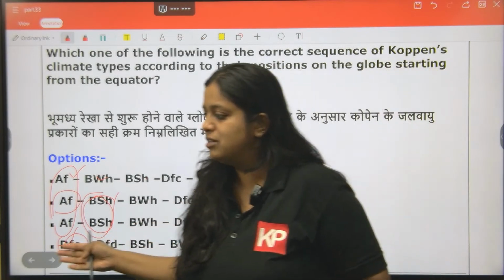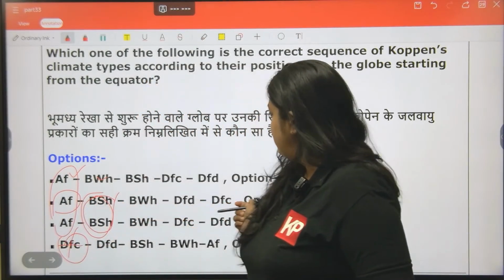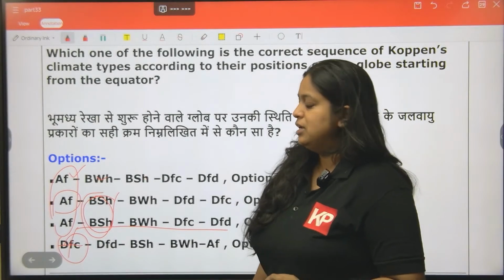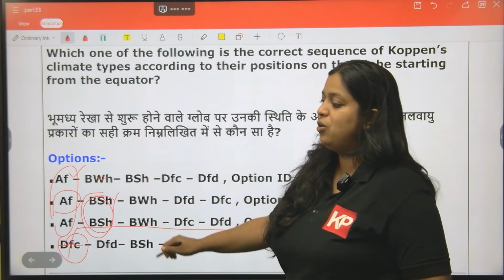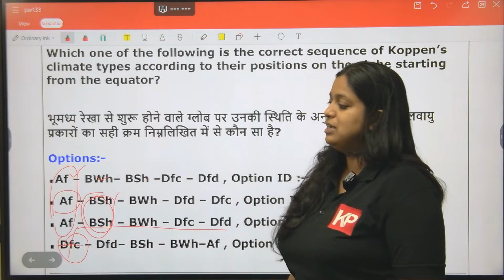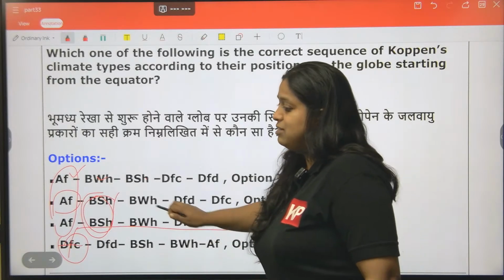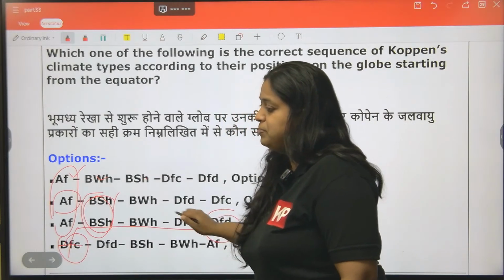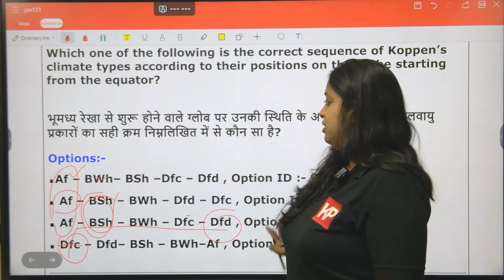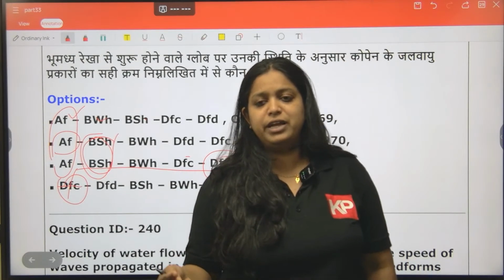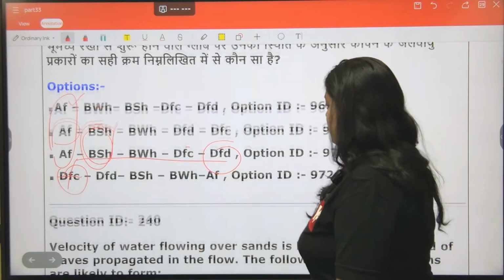Yes, Sinul Mondel, the answer should be C, not A. BSh is the hot semi-arid climate. Then BWh is the hot desert climate. Dfc is the next higher, subarctic climate. Then the extremely cold subarctic climate, Dfd. So please go through Köppen's classification once more and have an idea about each of the terminologies.